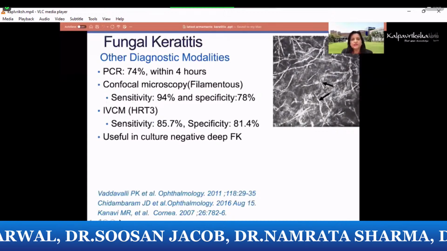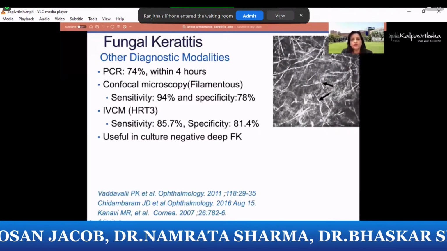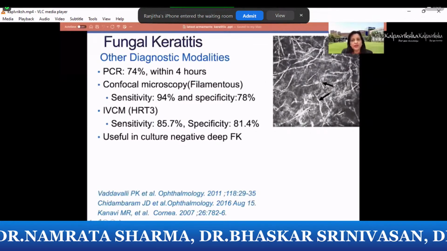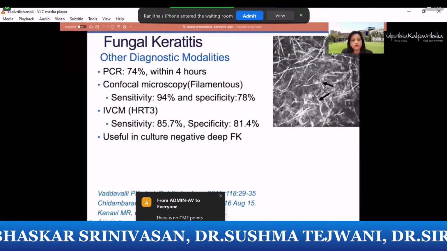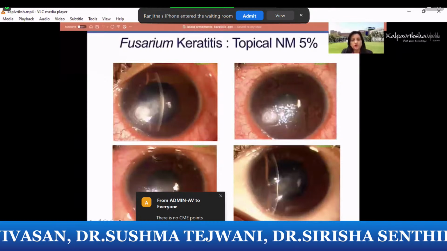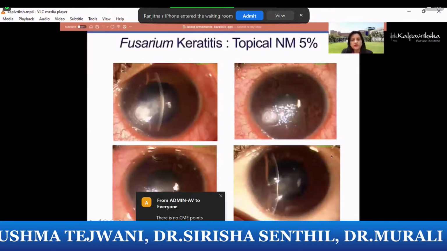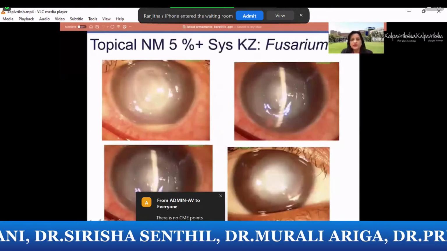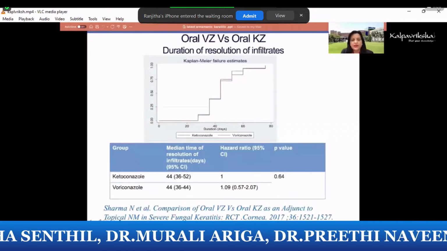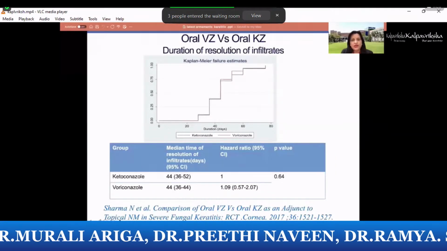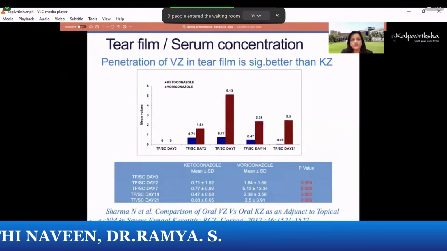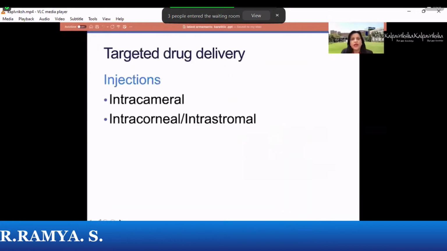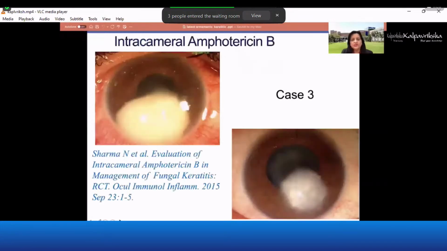Now, coming to fungal keratitis, Confoscan is an important tool for diagnosis, apart from the Acanthamoeba cysts and the trophozoites, and natamycin continues to be the drug of choice for these. You can add a systemic drug if the ulcer is large. And between oral voriconazole and ketoconazole in an RCT, we found that voriconazole was better in terms of serum concentration and tear film concentration. And we also have evaluated the role of intracameral and intracorneal agents.